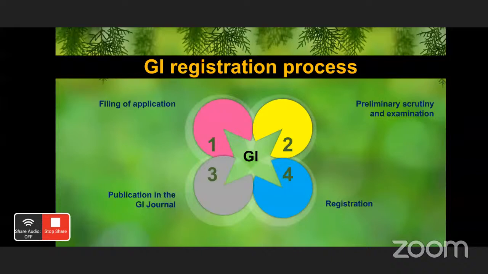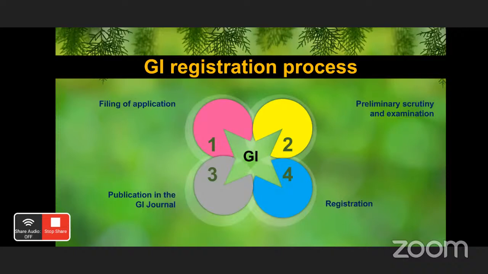Now the registration process. We know what GI is and why we should go for GI registration. If we want to register a product under the GI Act, what will be the registration process? The first phase is the filing of the application. First, we have to file the application.